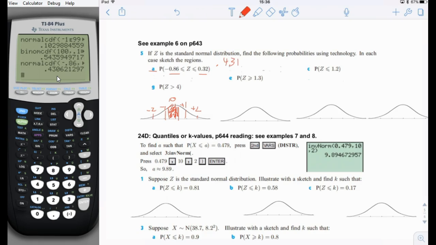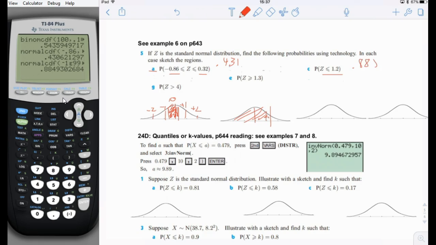Okay? And then for C, Z is less than or equal to 1.2. So 1 would be here, 1.2 would be about there. So I'm going to second distribution, normal CDF, and I'm going to put -infinity to 1.2. -infinity you put in by -1, double E, 99, and 1.2. And then I'm going to leave mu 0, sigma 1, because that's for a Z distribution, those are what you want.